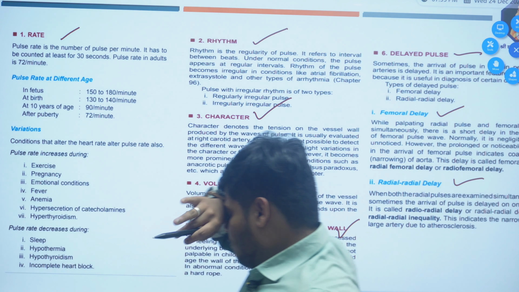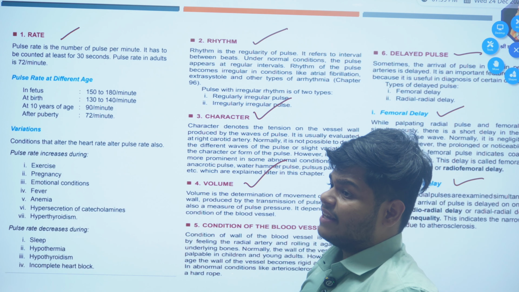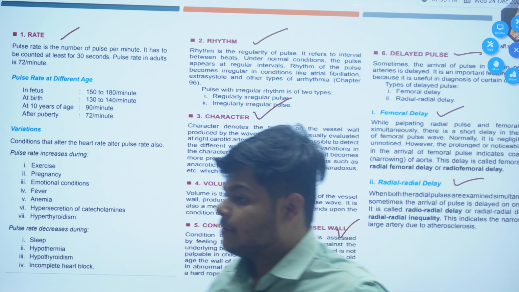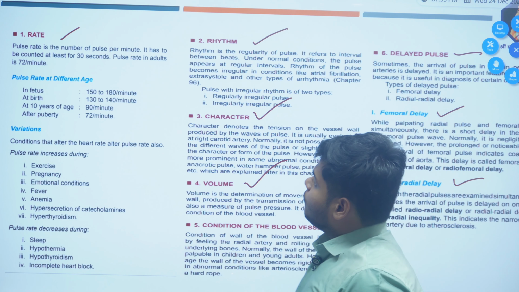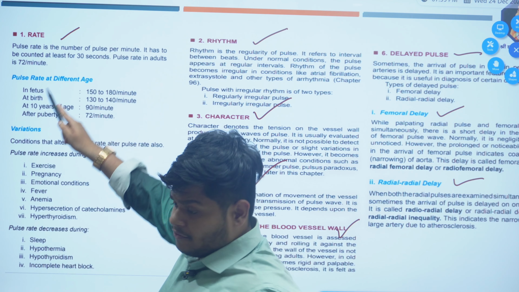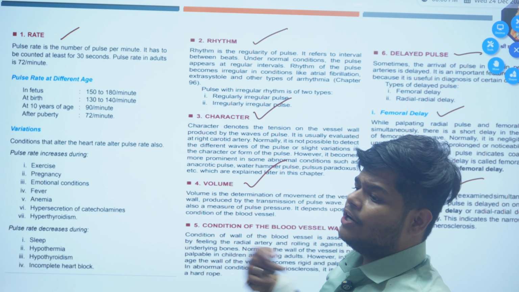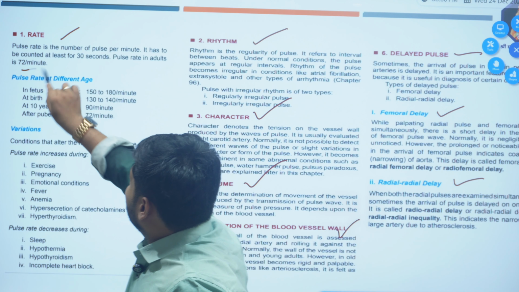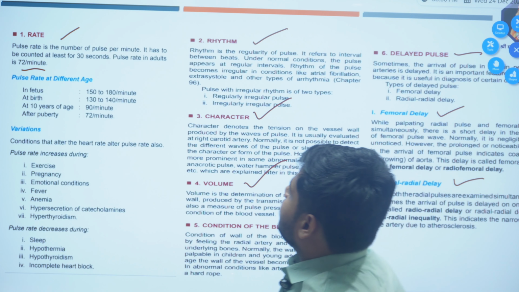Now rate. When we check the rate, we have to feel it for at least 30 seconds. You can also take it for 1 minute, but 30 seconds is a must. If we count 36 or 35, we multiply it by 2, so we get an average of 72 per minute, right?